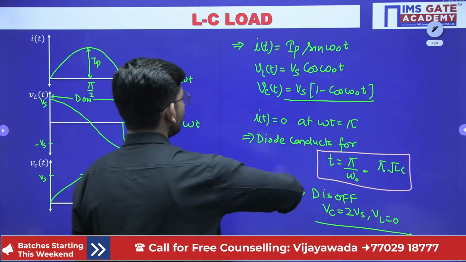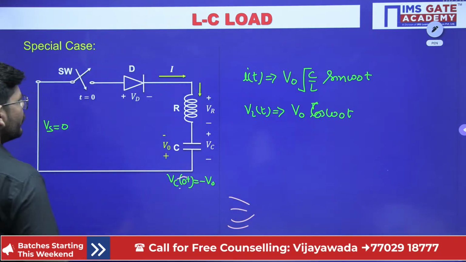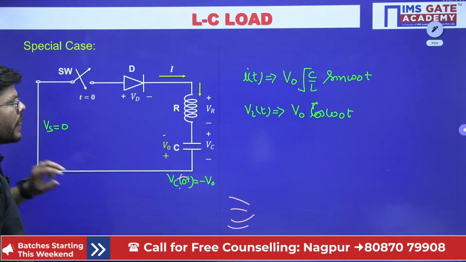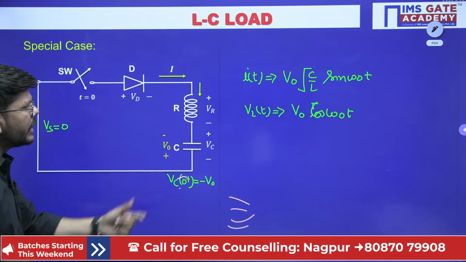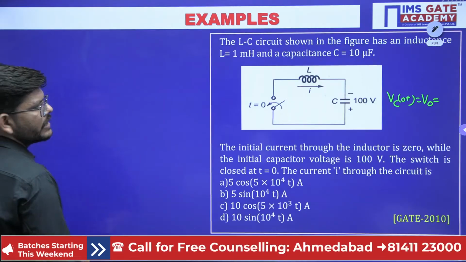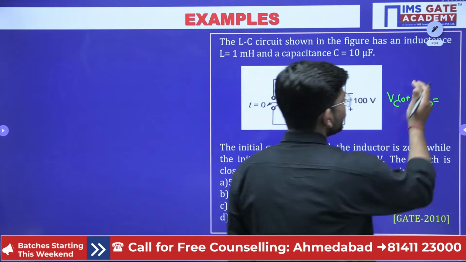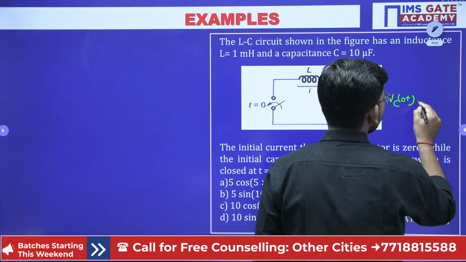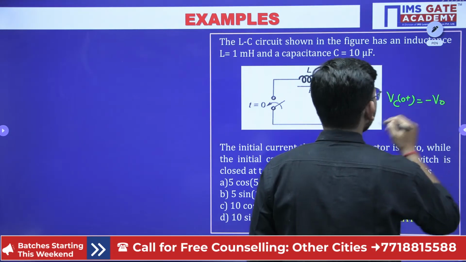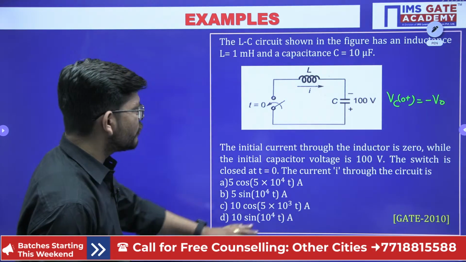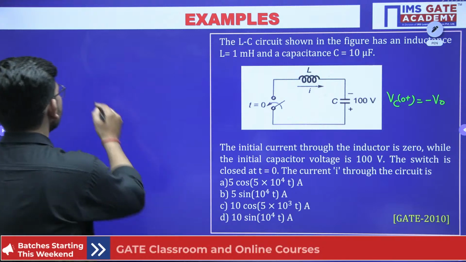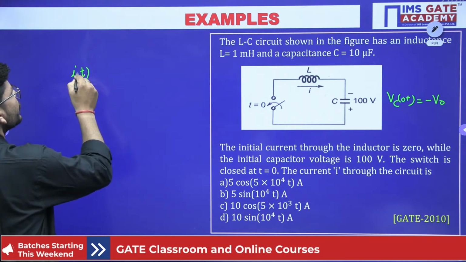Can you see just the third case of ours, this particular case where Vs is 0 and the capacitor is charged with negative voltage? Isn't it similar to the case that we have in this case? So Vc is basically what? Vc is basically here minus V naught, isn't it? So what we have to calculate is the current here.